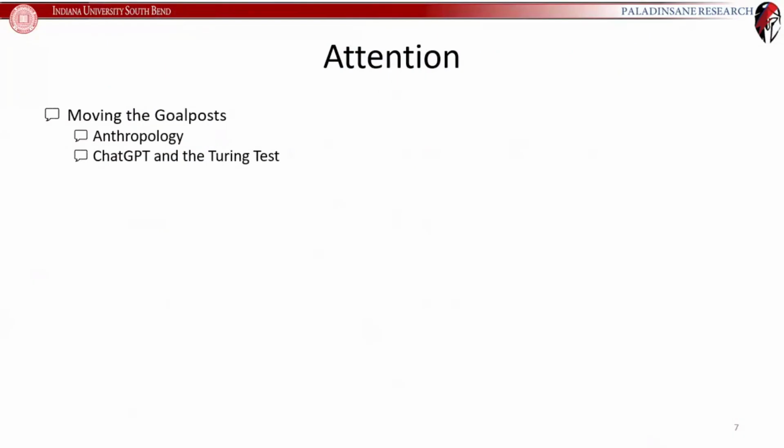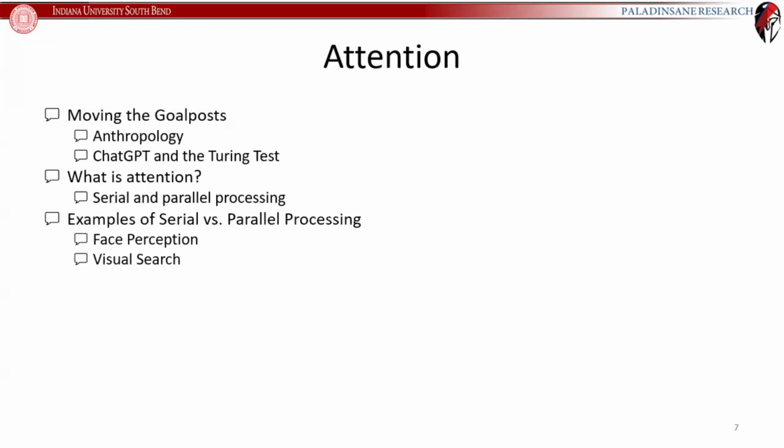So attention is what we're going to be focusing on today, but before we get there, we're going to wrap up, as promised, our look at alternative artificial intelligence and the Turing test. So we're going to talk about a logical fallacy and a rhetorical strategy called moving the goalposts. We're going to first apply that to 19th century anthropology, and then we're going to take a look at how that might be true for ChatGPT and the Turing test. And then we'll take a look at what attention is, serial versus parallel processing, and we'll take a look at a few examples of that, do some in-class demos.